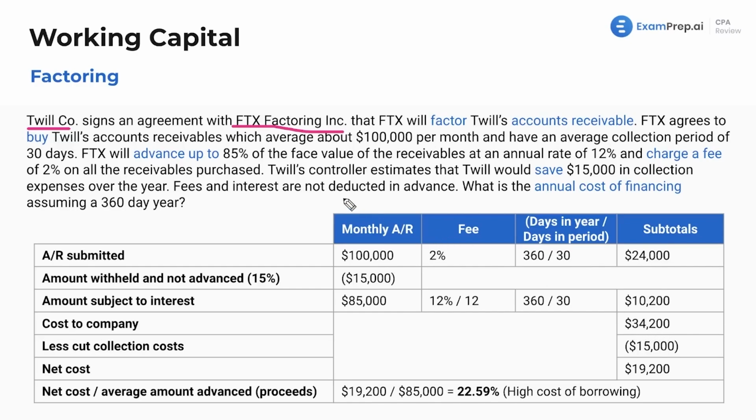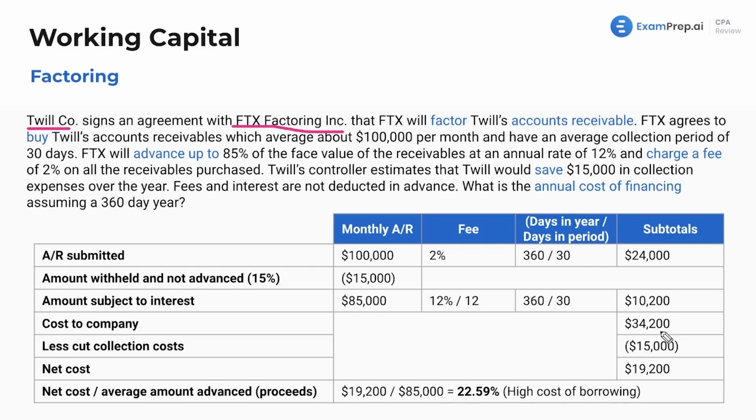Right. So just to recap again, it is a lot, and I understand that, so I'm just going to talk about it. We pay 2% on everything, all receivables purchased. All these were purchased, and FTX advances 85%. You paid just 12% on the advanced receivables. That's how we get our total cost to the company so far of $34,200.